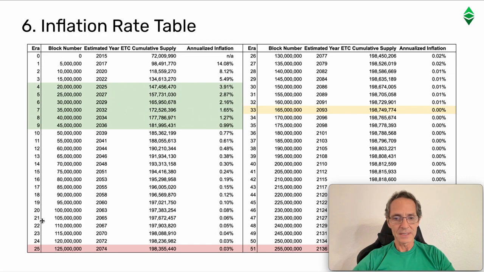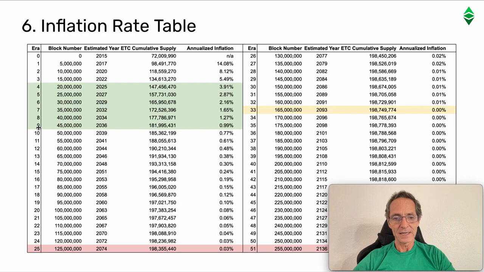Inflation rate table. So this is the table that shows the rates that I showed before. These are the eras. And here you see that by block 20 million, the inflation rate is going to be 3.91%, which is similar to silver. And then by Era 7, which is block 35 million, the inflation rate is going to be 1.65%, which is similar to gold. Real estate, new houses, etc. are produced at a rate of 1% per year. So that's the inflation rate that they have, or production rate.